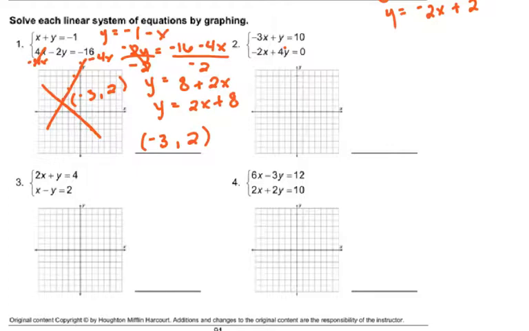Okay, and where they intersect will always be the solution. So pause this and do 2, 3, and 4. Then we're going to come back and we're going to talk about how to do it a different way.